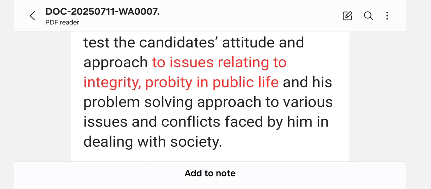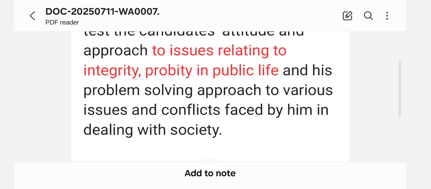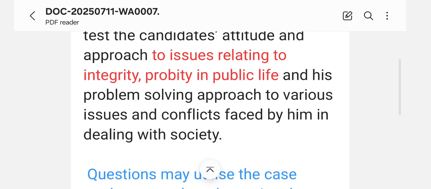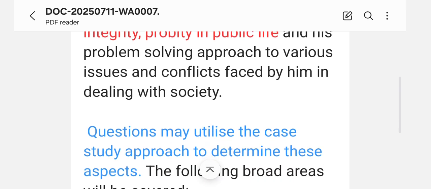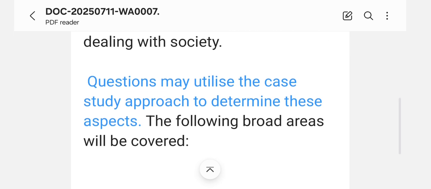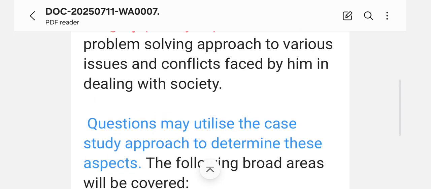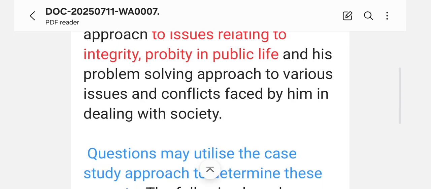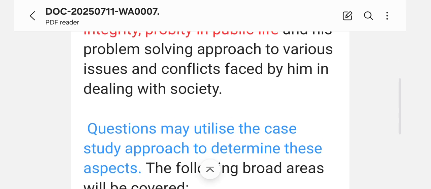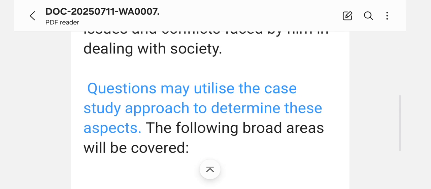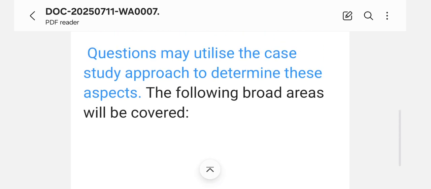Similarly, probity in public life. Probity is also being extremely honest, and the problem solving approach to various issues and conflicts faced by him in dealing with society. The questions may utilize the case study approach, so case studies related to integrity and probity may be asked. To determine these aspects, the following broad areas will be covered. What areas will be covered, I will discuss in the next video.